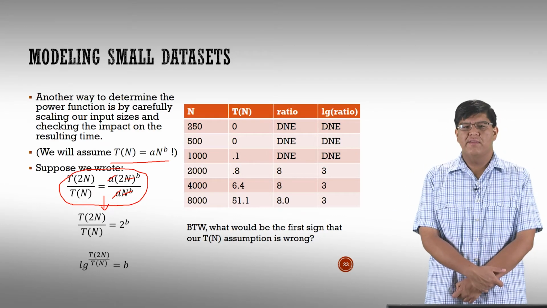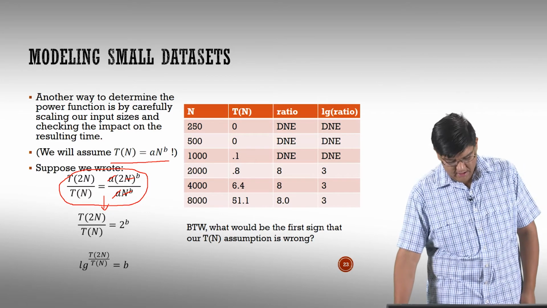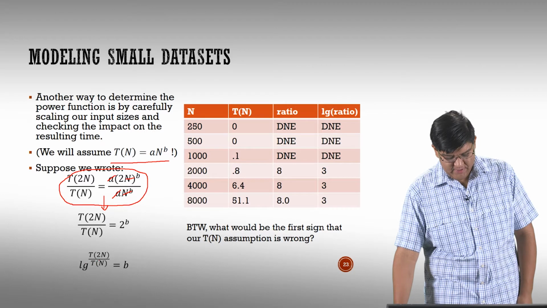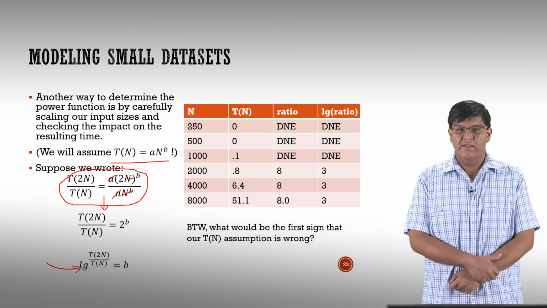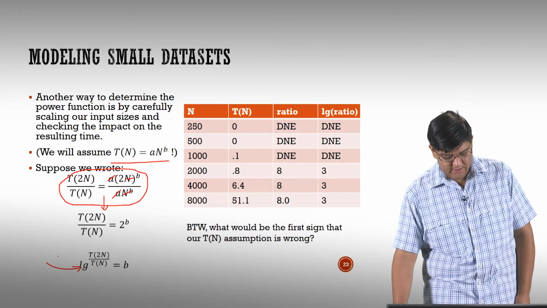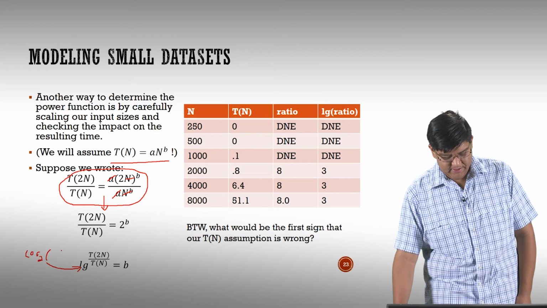Then I can imagine taking logs of both sides, maybe to rearrange it a little bit more. Gets me this over here. Log of T of 2n over T of n equal b. Little note here, whenever I draw this LG, what that means is that I'm doing a log in base 2. So this is log base 2 of something.